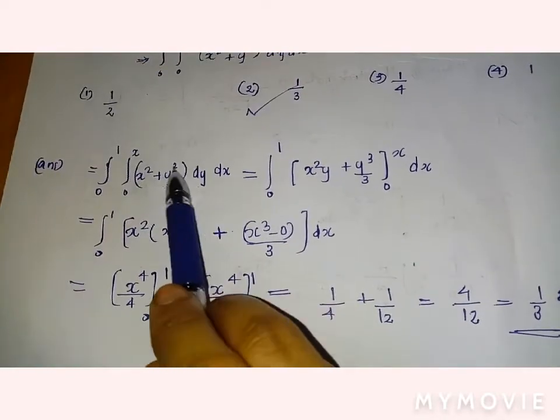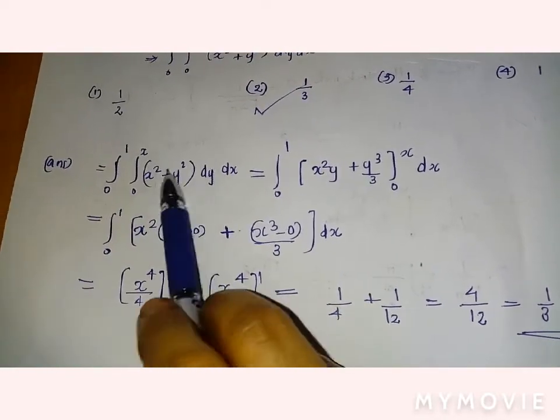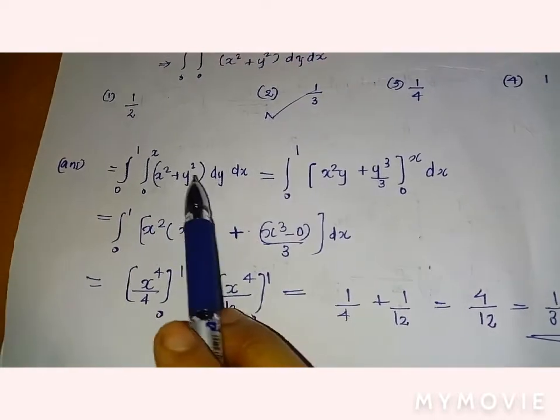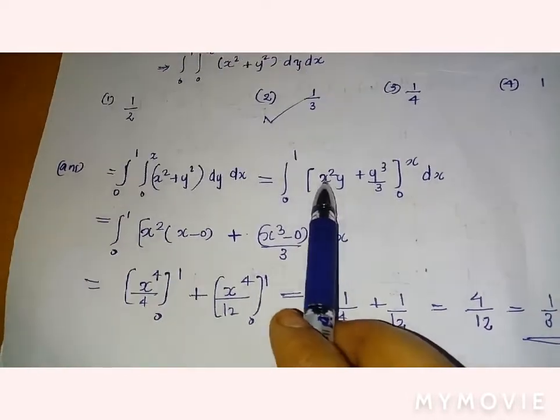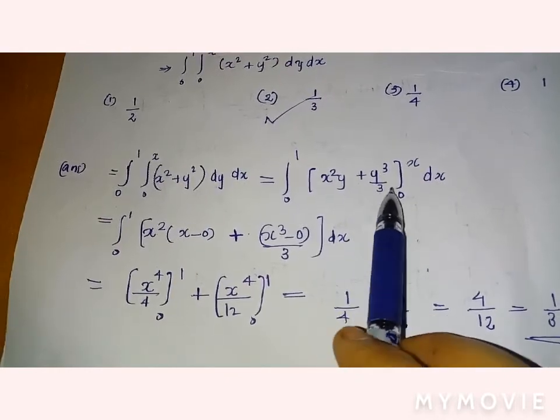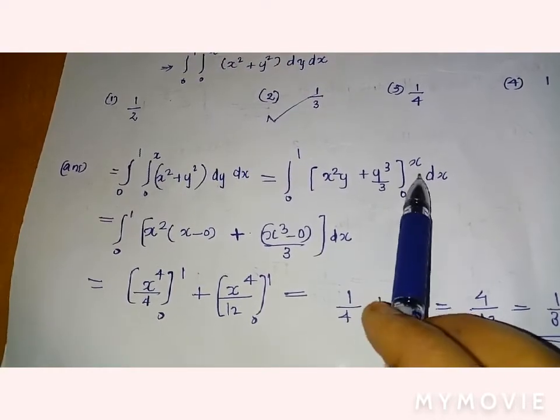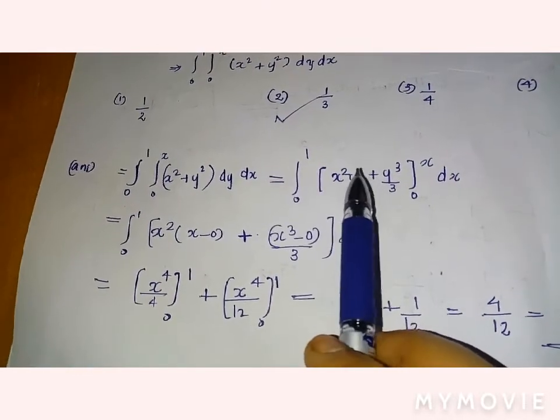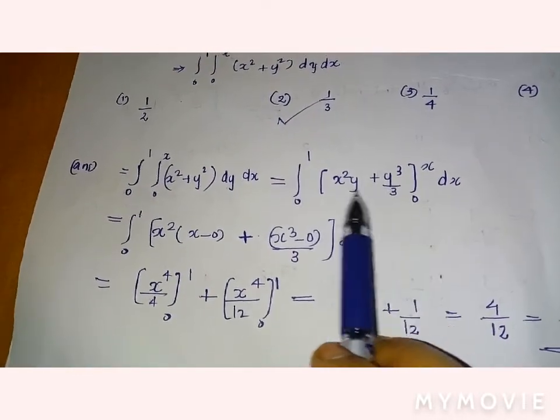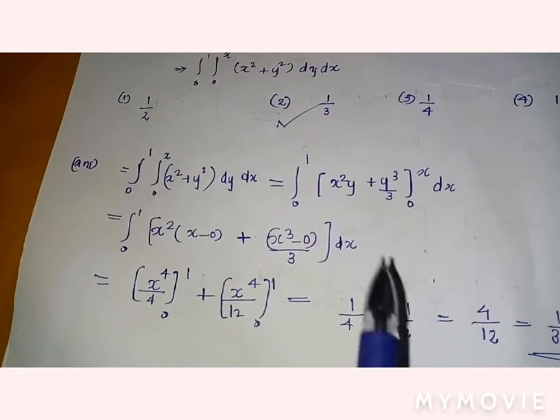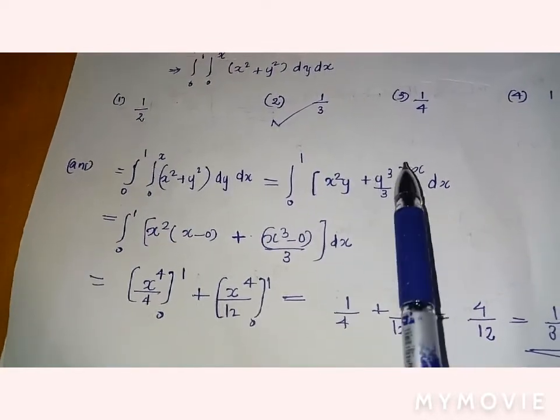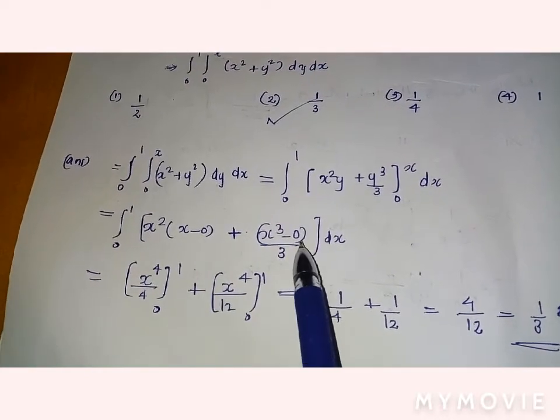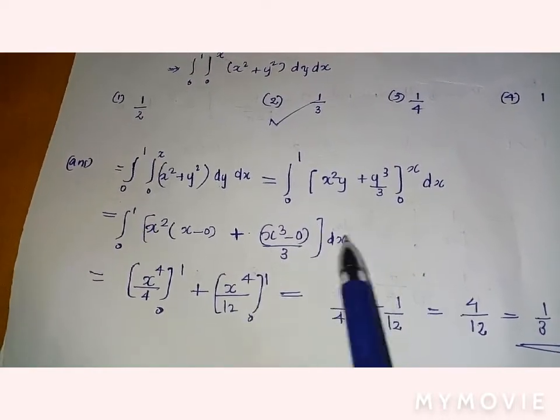Here we integrate with respect to y first. So we integrate x square y plus y cube by 3 after putting the limits 0 and x. You substitute x and 0 in the y terms, so upper limit minus lower limit. We substitute x first and then 0. So we get the answer like this.